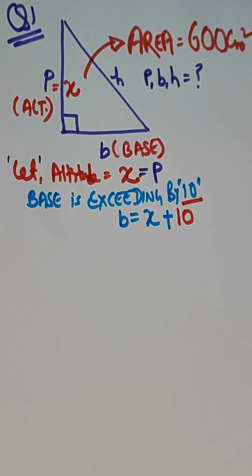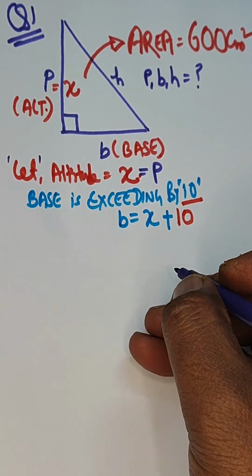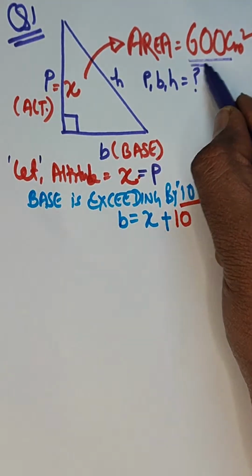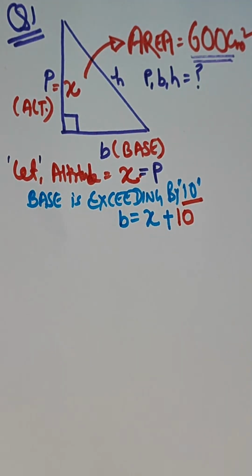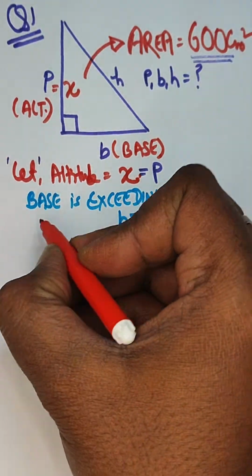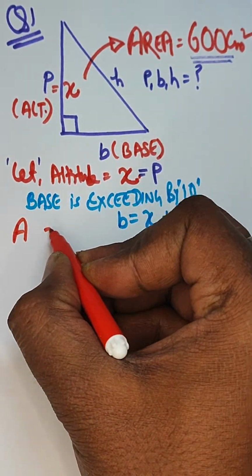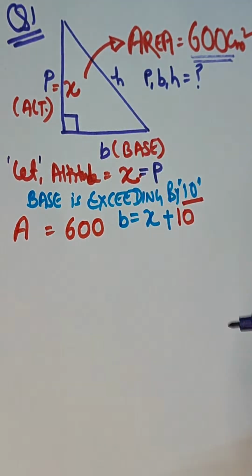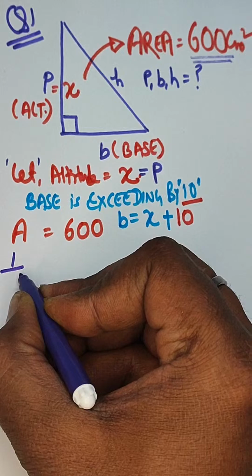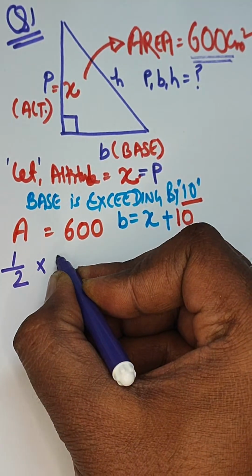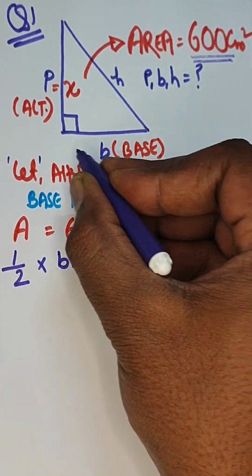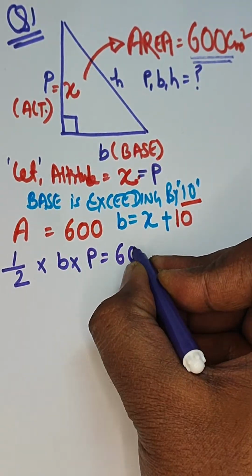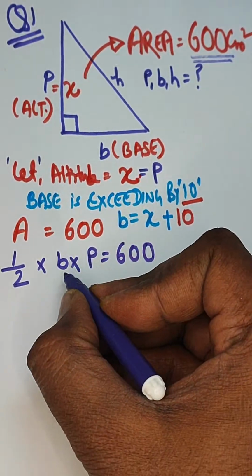It's given that the area of the triangle is 600 centimeters square. So why don't you use the formula to calculate the area? Area is 600 centimeters square and this is a right angle triangle. So we can say that half into base into height, where base is B and height is P, will be equal to 600, isn't it?